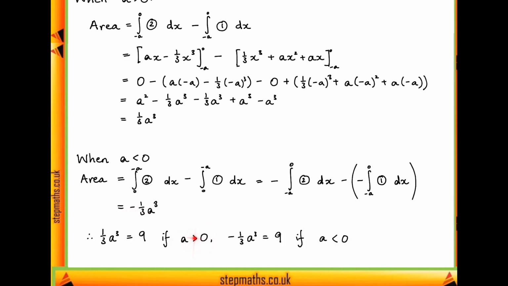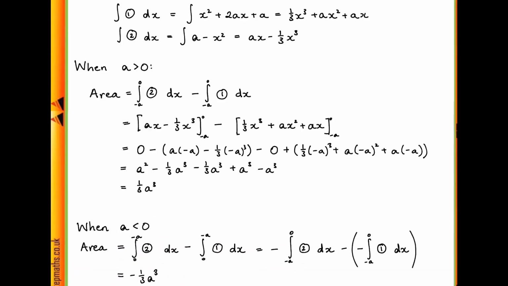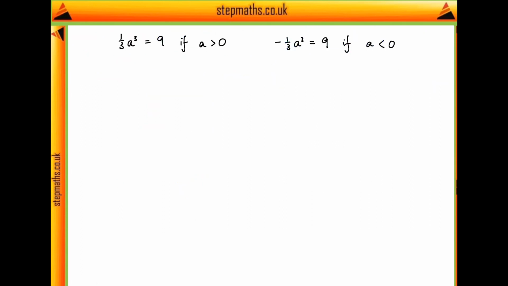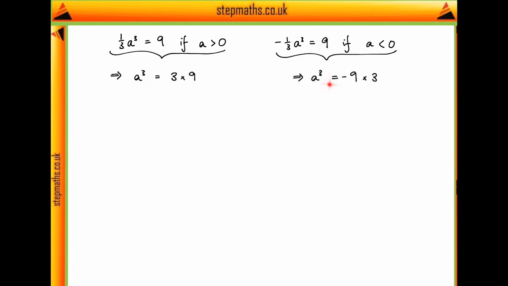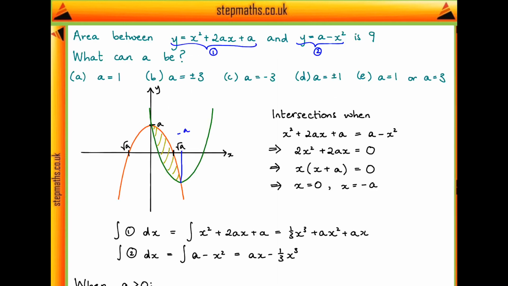So either our a is positive and our area is a third a cubed, or our a is negative and our area is minus a third a cubed, and in both cases those areas have to be equal to 9, because that's what the question says. And we want to find a, so now it's just a case of solving these for a. So if we rearrange for a cubed in both cases, these are what we get. And so we get either a cubed is 27 when a is positive, or minus 27 when a is negative. And cube rooting those gives a is 3 or minus 3. So our a can take two values, 3 or minus 3, and we see that's answer B.